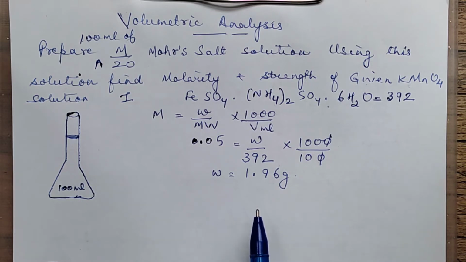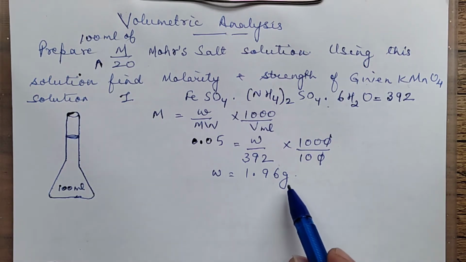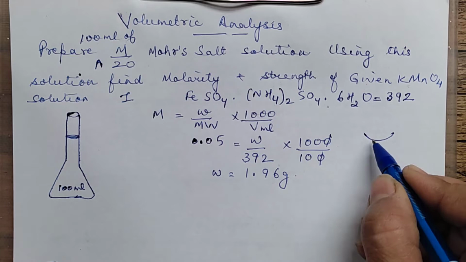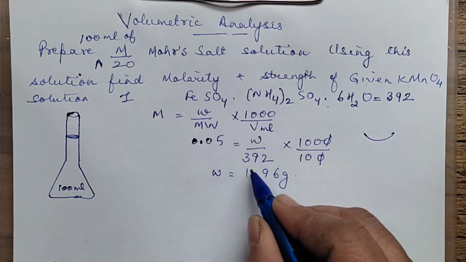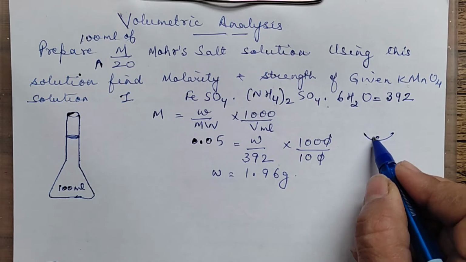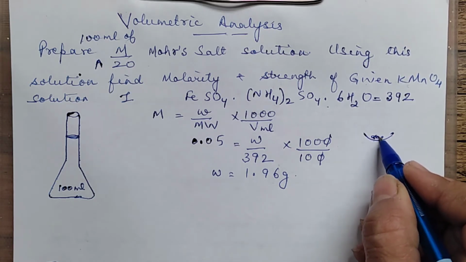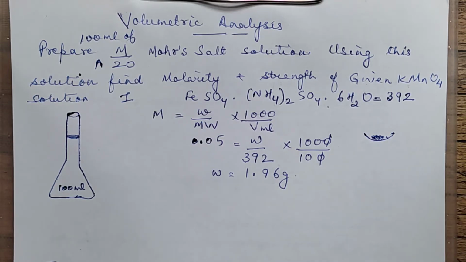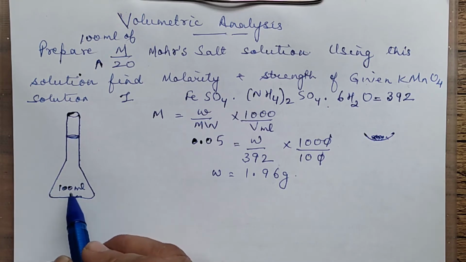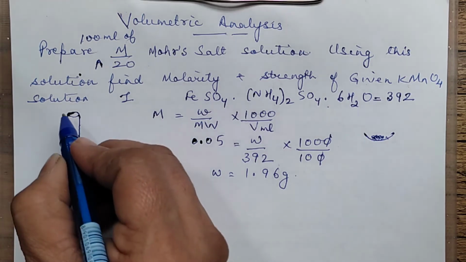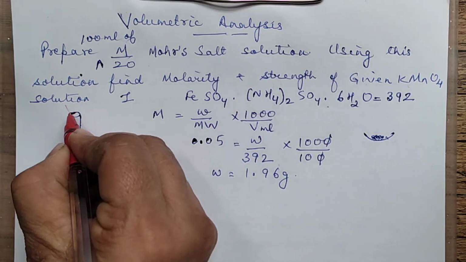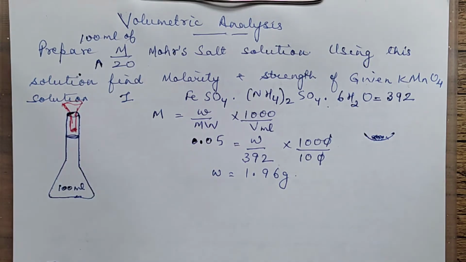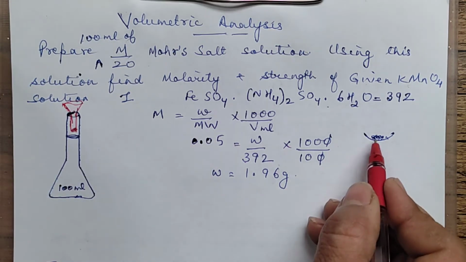So this is the first step you have to do: calculate the weight. How much has to be weighed? You will take a watch glass and weigh 1.96 gram of Mohr salt in it. You can use an electronic balance or a physical balance, whatever is available in your lab. And then this has to be taken into the standard flask. For that, you will keep a funnel, which you have in the lab, and on this funnel you will pour this 1.96 gram.